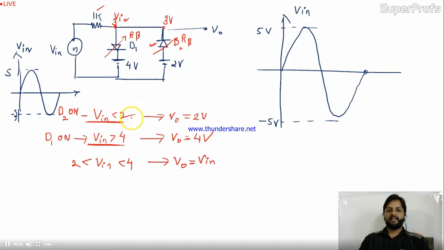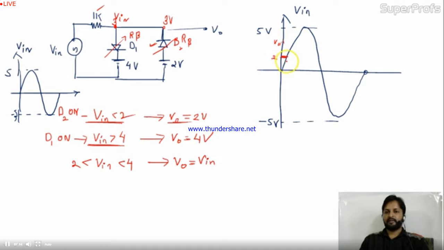When V in less than 2. See, here suppose V in is 2. So when V in less than 2, this is the less than 2 condition. The output is 2. I'll draw like this. This is 2. Output is continuous, right? So this red line is the output V0.